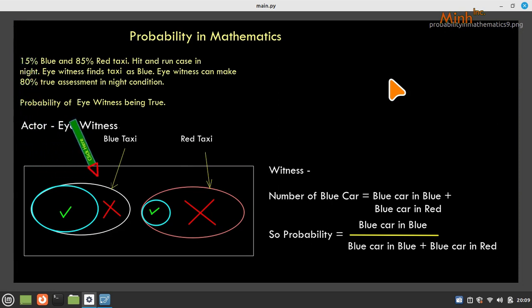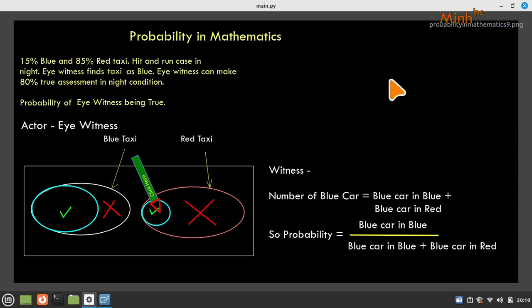Now, if the blue taxis are coming in front of the eyewitness, all blue taxis, 80% of them he finds correct. And in this area, that is 20%, he is saying it is red or not blue. Now, all red taxis are being brought near to him, whatever the sample is. A few he is identifying as blue, and the rest he is identifying as red. I mean, he is identifying a big part as red, but a few he is identifying as not red.